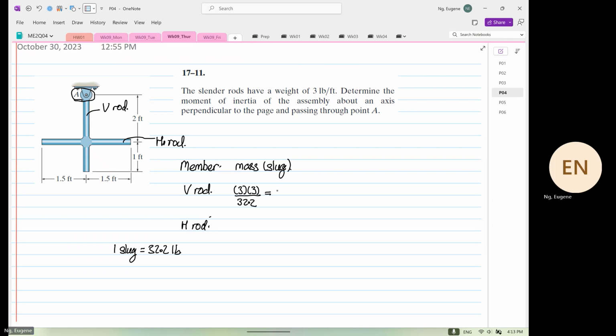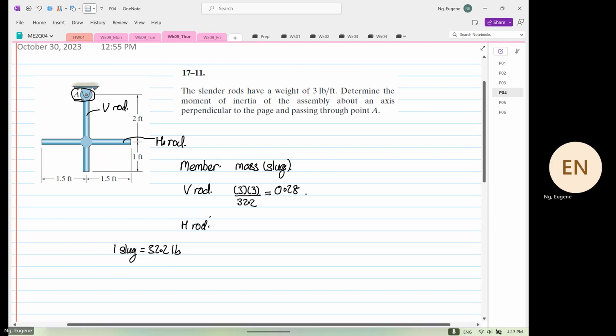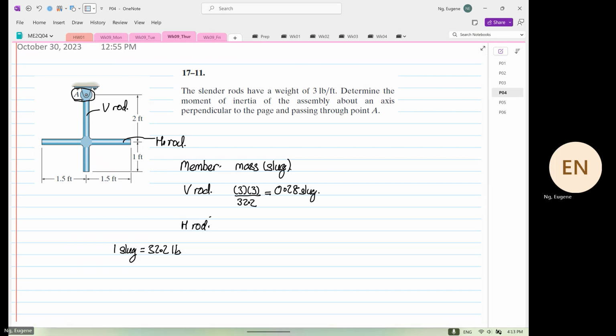That is 0.28. The horizontal rod is also the length multiplied by the 3 pounds, which is the weight, and then you divide by 32.2 again. So they're the same, 0.28.